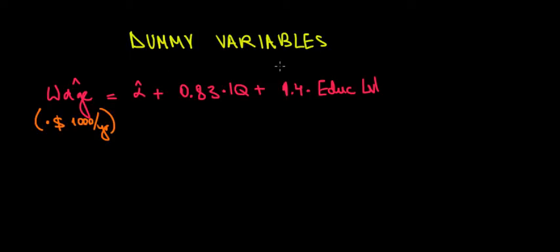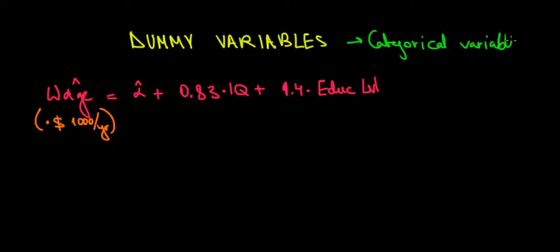Let's understand the intuition of dummy variables in this video, and we'll do so with a simple example. So first of all, what are dummy variables and why do we use them? Dummy variables are used to distinguish between categorical variables. So we use them to distinguish between different categories.